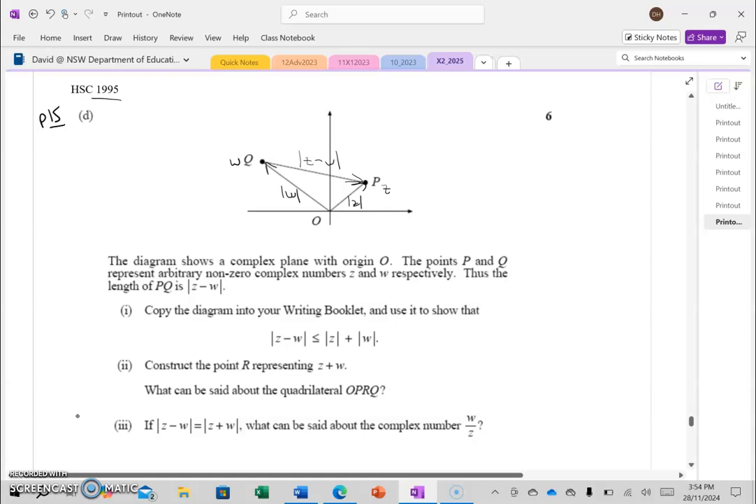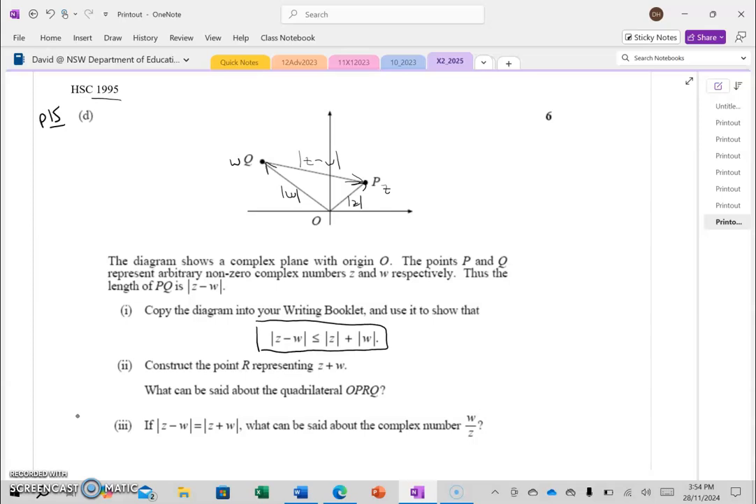Okay, copy the diagram into your writing booklet, use it to show, and then they've given you this identity here, which you should recognize as a sum of two side lengths being greater than or equal to the third side. So that gives you a good idea that we're going to be using, it looks like a version of the triangle inequality. Okay, so let's start off.